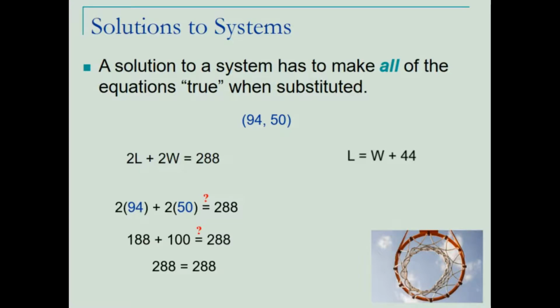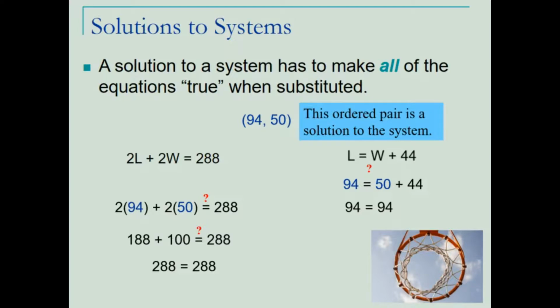To see if a length of 94 and a width of 50 is true for this system, it also has to satisfy the second equation. So replacing L with the value 94 and W for width with 50, simplifying on the right, we see that this is also true. If it checks in both equations, then this ordered pair is a solution to the system.